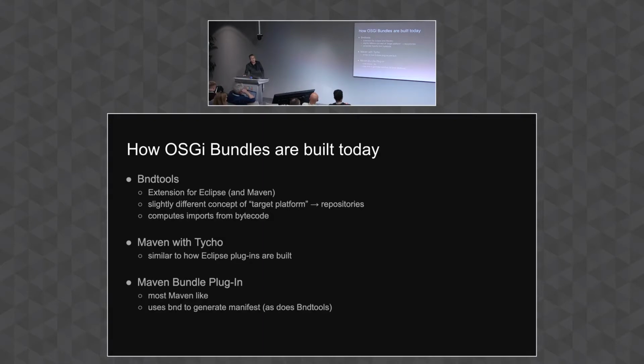And then there's the Maven bundle plugin, which is a lighter version, which basically just wraps any existing jar and generates OSGi manifest data.